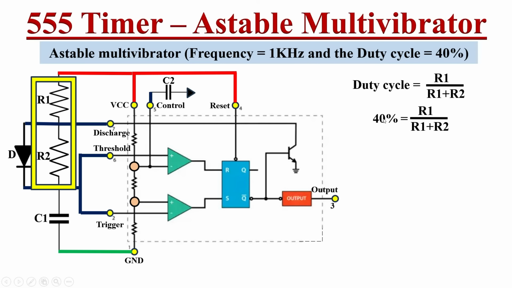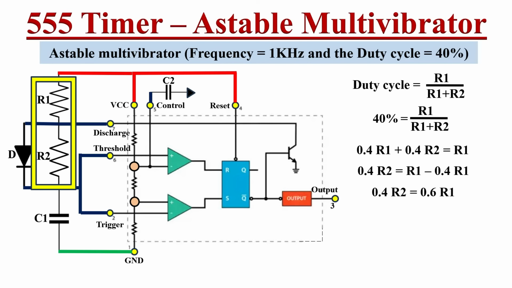If we cross multiply, then 0.4 R1 plus 0.4 R2 equals R1. We take this to the right side. Then 0.4 R2 equals R1 minus 0.4 R1. That means 0.4 R2 equals 0.6 R1. If you do the division here, then R2 equals 1.5 R1. This is our first equation.